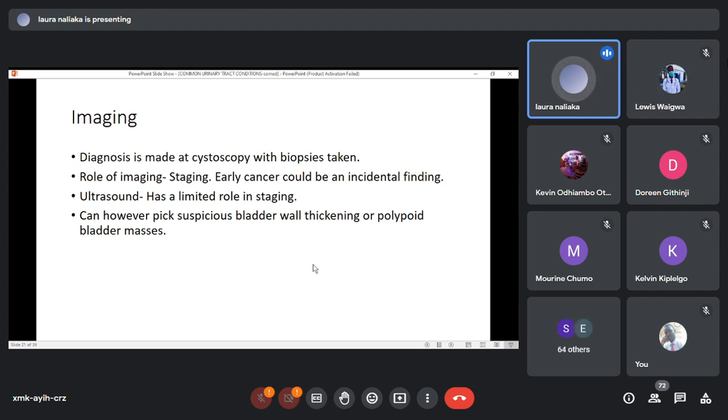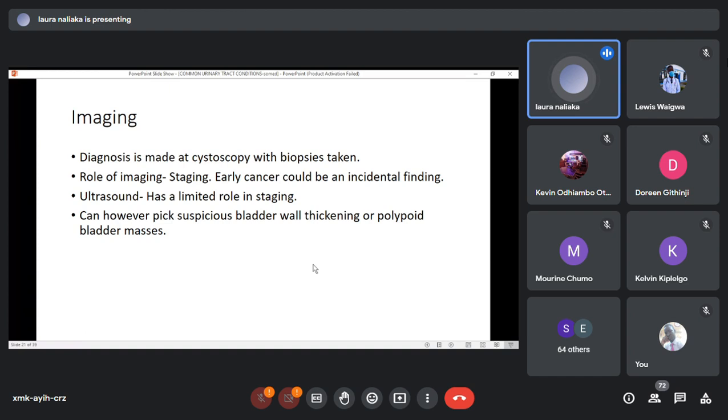And at times, you might be doing a CT scan of the abdomen or an ultrasound of the abdomen and pelvis for any other pathology, and then you just pick a lesion around the bladder, which could be an incidental finding at that time because maybe the patient has not started presenting with hematuria. So early cancer is usually an incidental finding for bladder tumors.